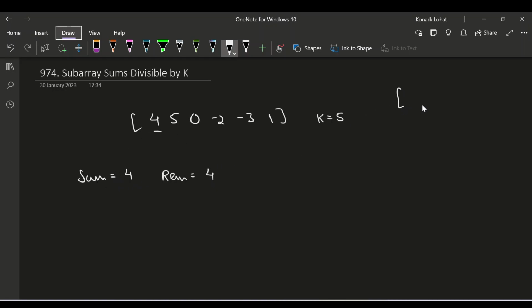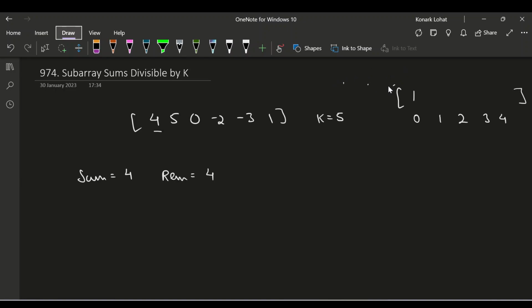I will use another linear data structure to keep track of the count of the remainders that we are having. The remainders could be 0, 1, 2, 3 and 4. This is the count of remainders. And I will say the number of subarrays is initialized with 1. Why? Because if any subarray has a sum 0, then by default it will be divisible by k. If a divided by 5 gives you 0, then a is divisible by 5, isn't it?